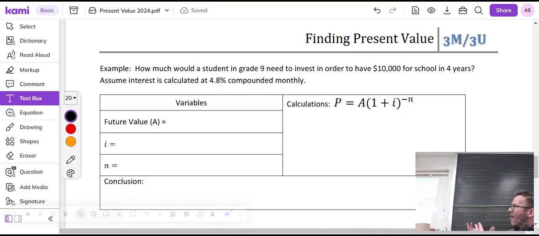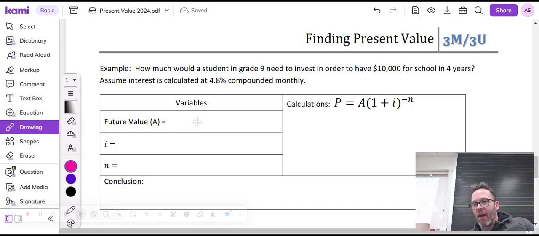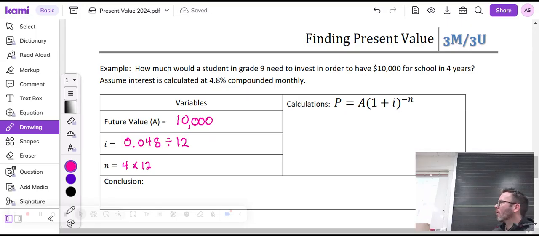So we want to have $10,000 saved up in the future. I'm giving you a lot of prompting here. I'm telling you, hey, in this question, they give you the future value, $10,000. Interest, 4.8%, which is like 0.048. Monthly, we divide by 12. And it's 4 years, so 4 times 12. You guys give this new formula a spin. Remember, we want a value here that's less than 10,000.